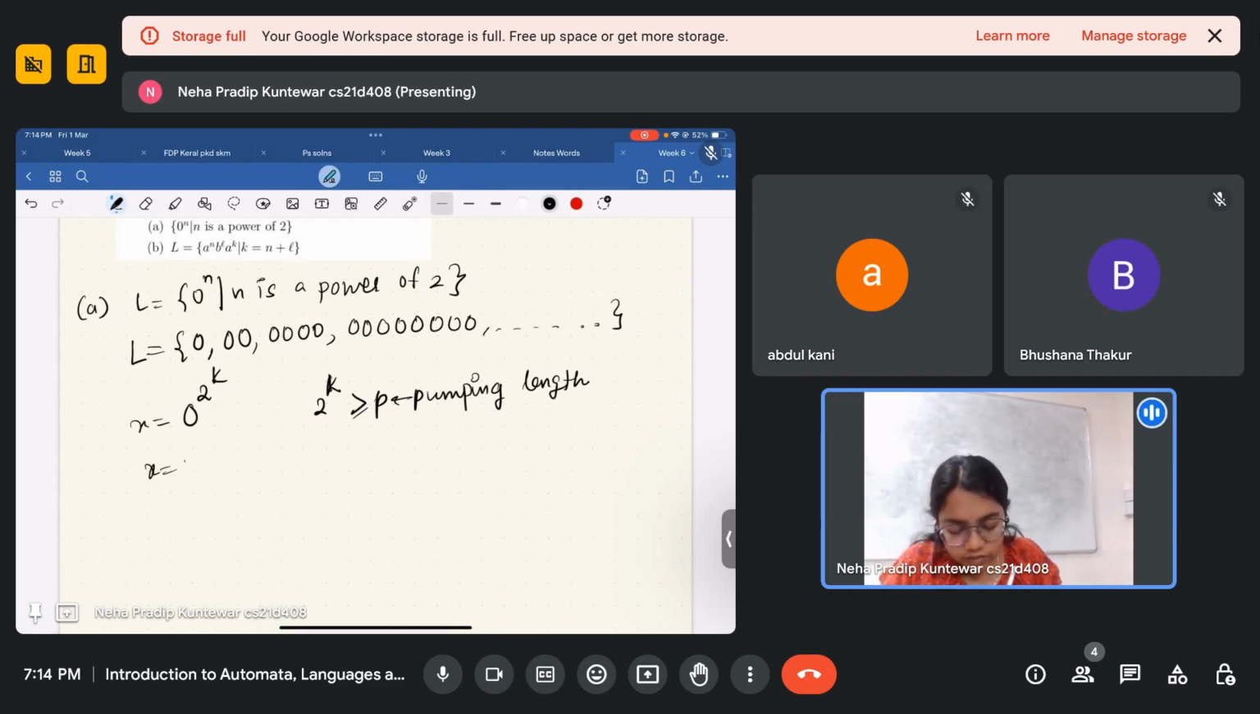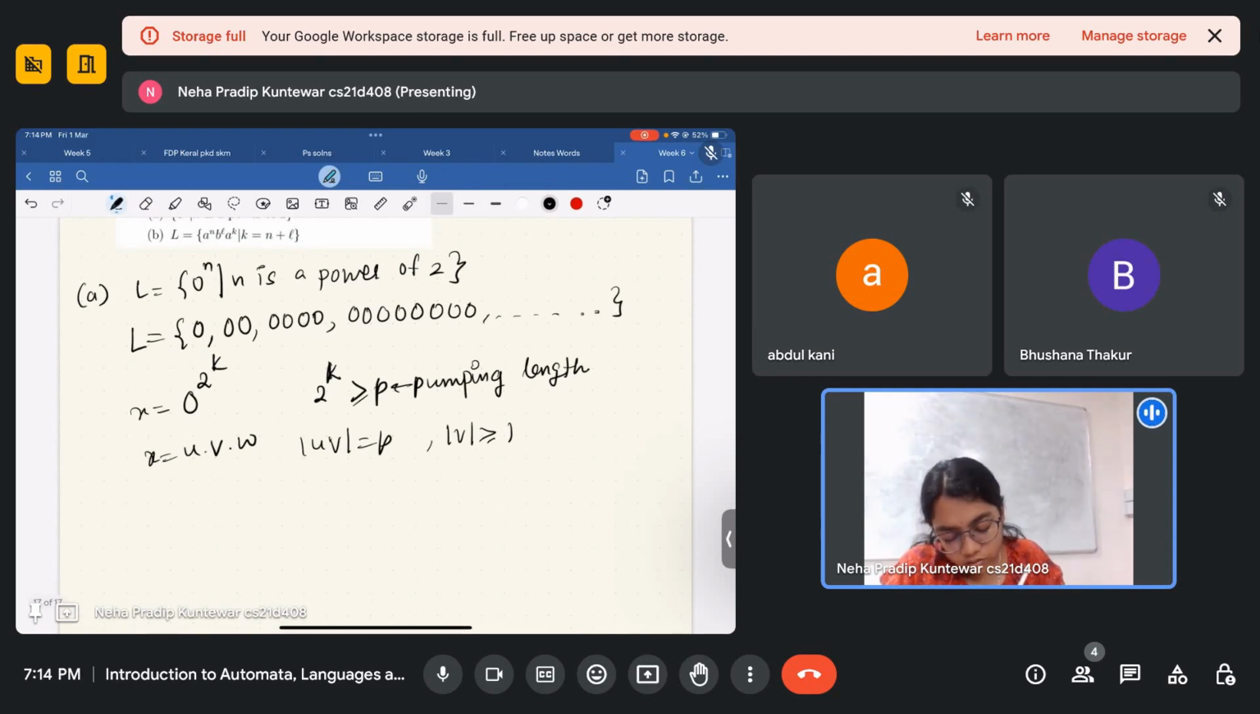Now again, like earlier, we are going to break x into 3 parts u, v, w, such that the length of uv is equal to p and the length of v is greater than or equal to 1. So how do we do that? uv will be some string of length p, so this will be 0 to the p, followed by 0 to the 2 to the k minus p.